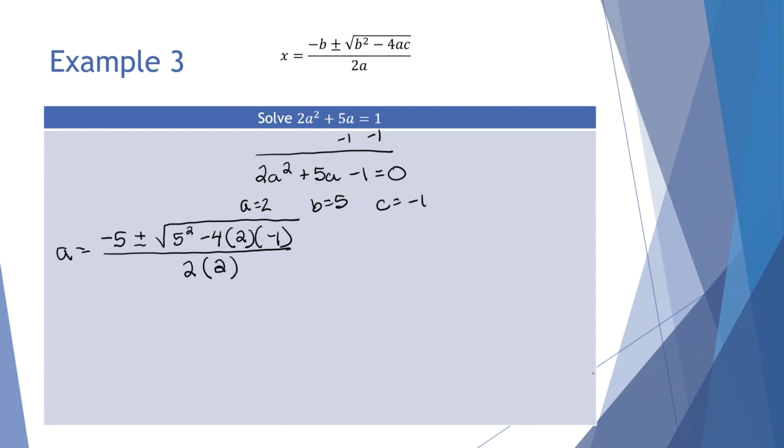You want to be careful. The most common error here is that people plug in the wrong number. Really easy to do. So I'm going to do the exponent and the denominator in the same step to sort of save space. So I have a equals negative 5 plus or minus square root. 5 squared is 25, so this is 25 minus 4 times 2 times negative 1. And then in the denominator, 2 times 2 is 4.